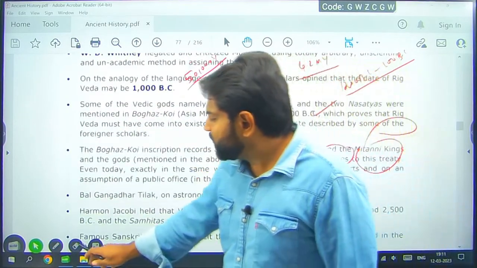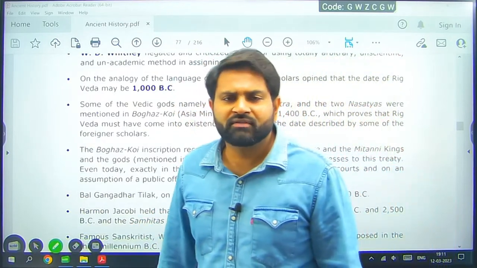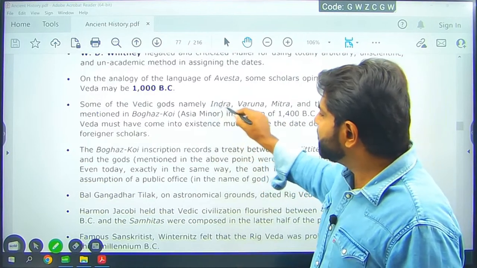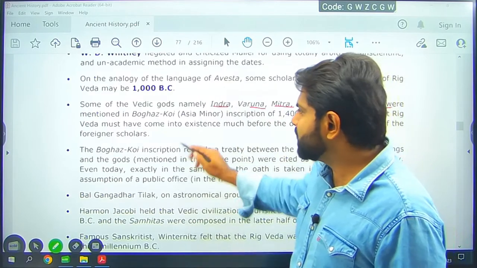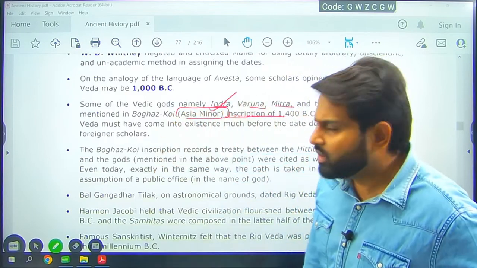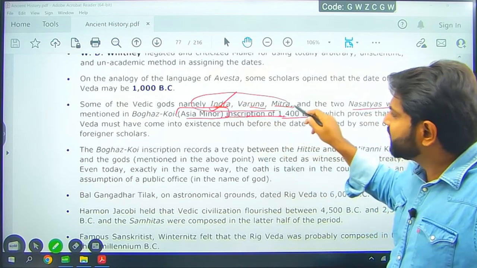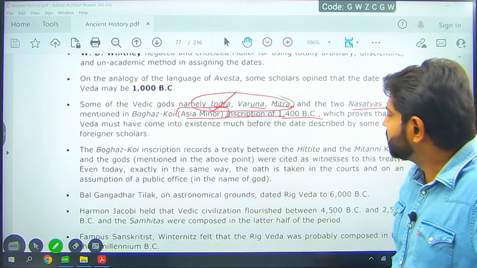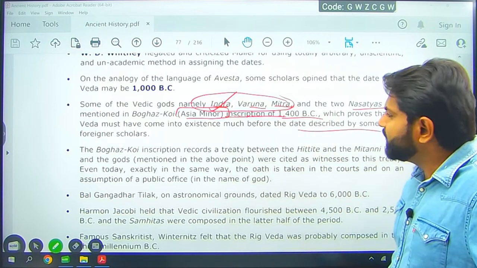So Vedic civilization, normally we divide it into early Vedic civilization and later Vedic civilization. In early Vedic civilization, we had only one Veda, that is Rig Veda. All other Vedas came later. Some of the Vedic gods, namely Indra, Varuna, Mitra and Nasatyas, were mentioned in the Boghazkoi inscription of Asia Minor. I am talking about geography, Asia Minor. So we can understand their external contacts during Vedic civilization, like Indus Valley civilization had contacts with Egypt and Mesopotamian civilization, which proves that Rig Veda must have come into existence much before the date described by some of the foreign scholars.